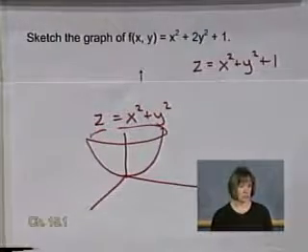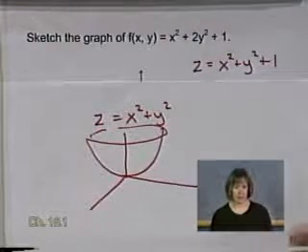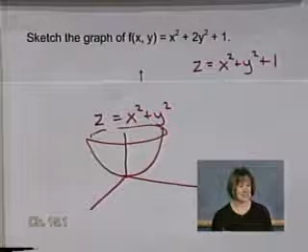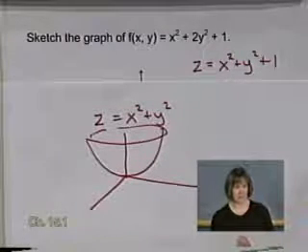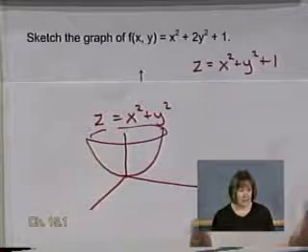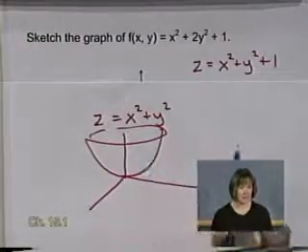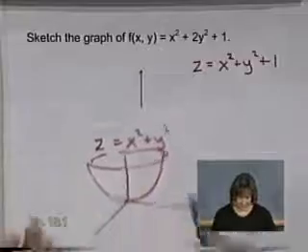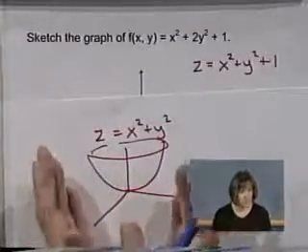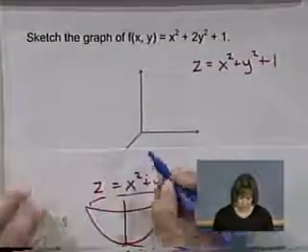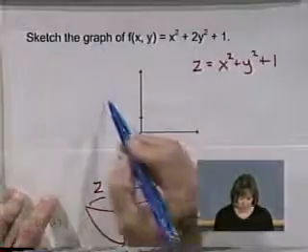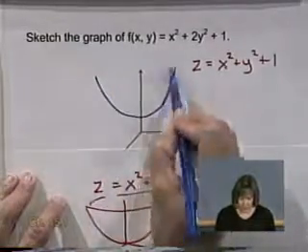Okay? Now if I have z equals x squared plus y squared plus 1, what am I doing to all my z coordinates? I'm raising them 1. And if I increase all my z coordinates by 1, what's happening to this graph? We're going to take this paraboloid and just lift it 1 unit. So instead of hitting the origin, he's going to hit z equals 1. And he will look like this.